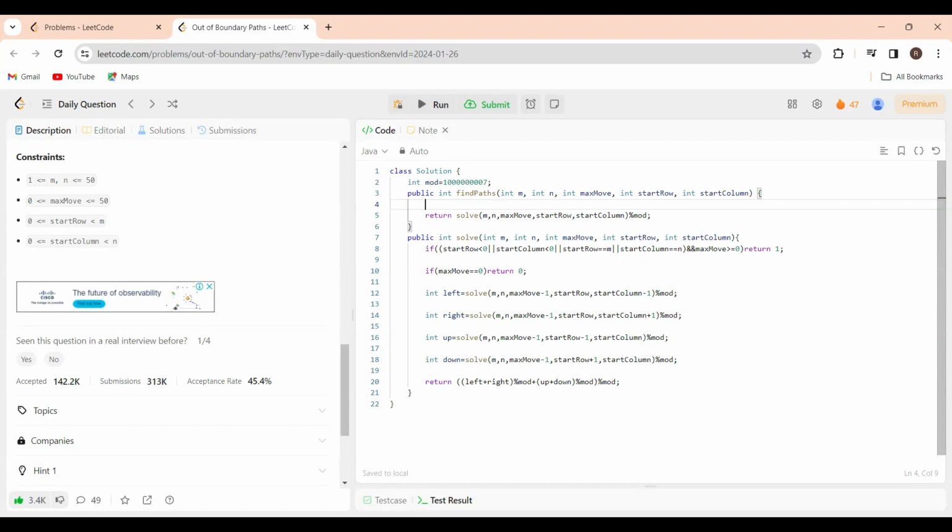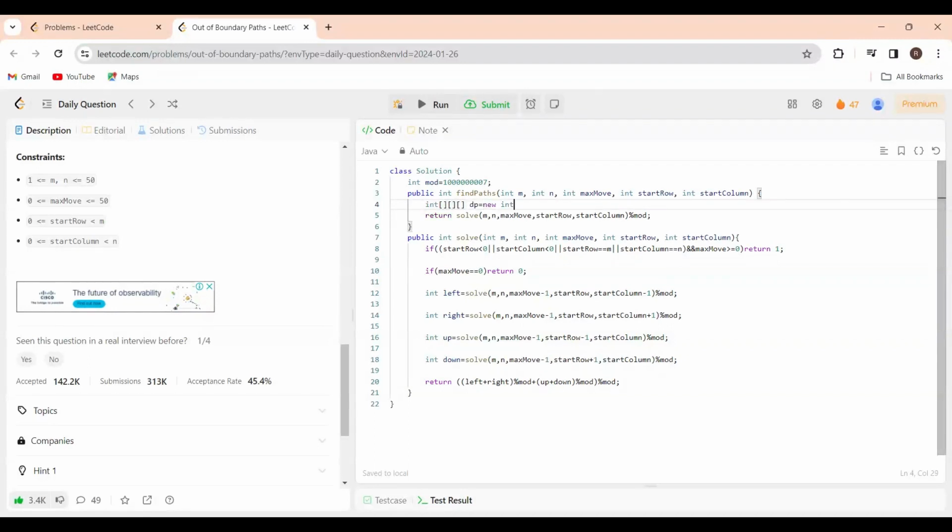So I'll be applying memoization here. Okay, so for memoization, how do we select our DP? By checking the parameters. Whatever the parameters are, that much DP we need to take. Here the starting row will change, max move also will change, and start column also will change, right? So we need to take 3D DP here.